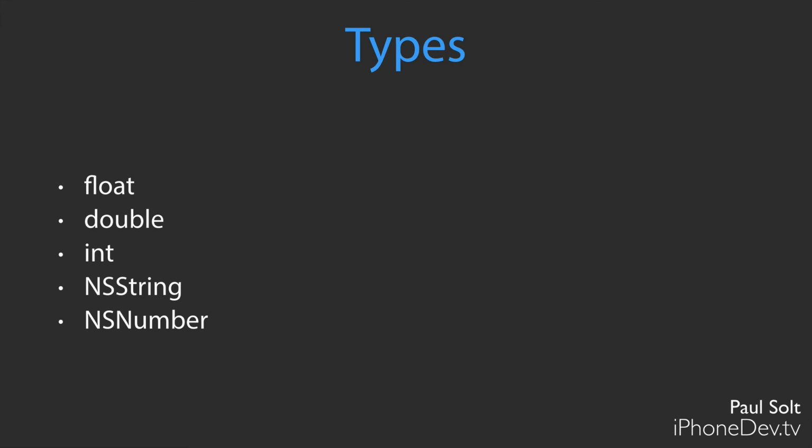Now we have NSString and NSNumber. You'll notice that these start with NS. This comes from NeXTSTEP, which was the company that Steve Jobs founded after being kicked out of Apple. A lot of the stuff that they worked on was really foundational in the new operating system that Apple came out with when Steve Jobs came back to Apple after Apple bought NeXT. So we'll see that a lot in a lot of our classes.